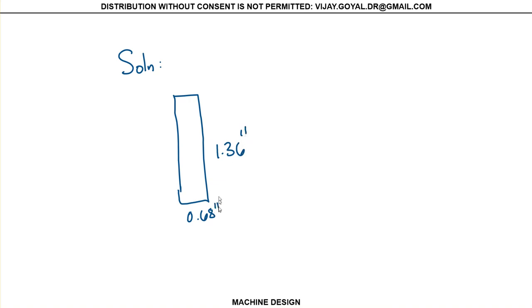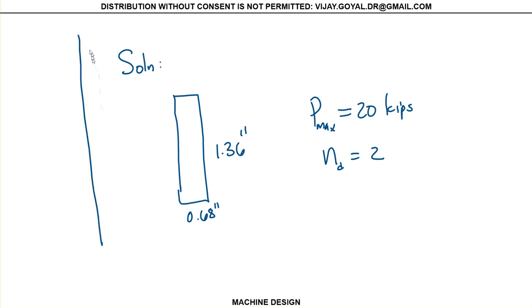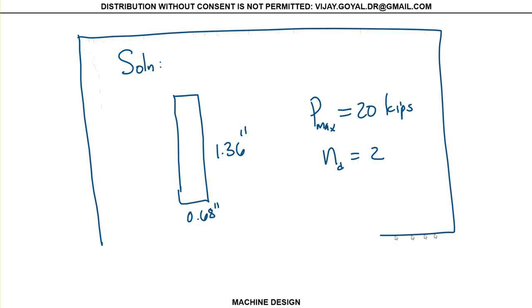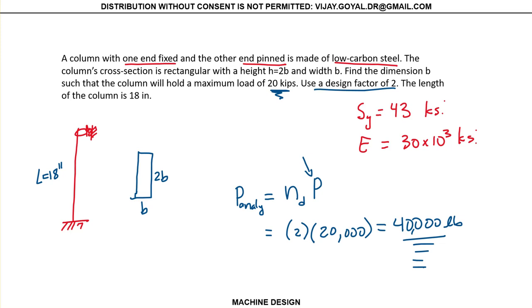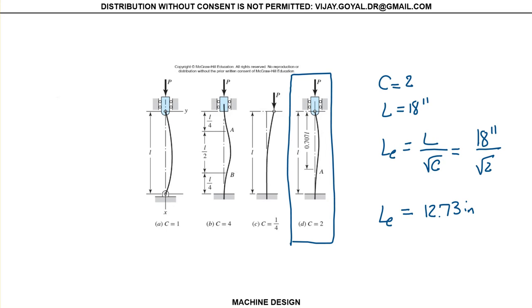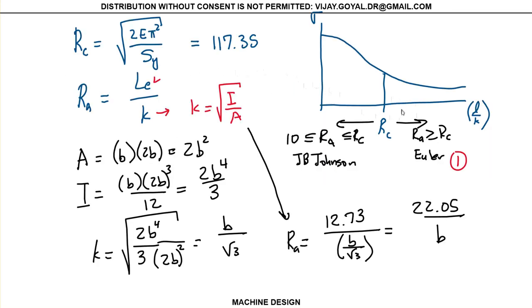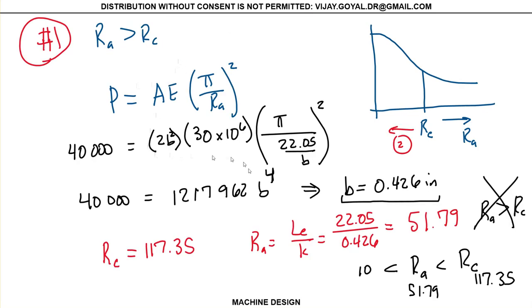So this is your final answer. This is the solution for a maximum load of 20 kips and a design factor of 2. This is what we were actually looking for. So these problems, as you can see, they're not very complicated. We just have to be very systematic and go one step at a time, understand what's going on, find the right equation, right-hand side or left-hand side, and then replace all the values.